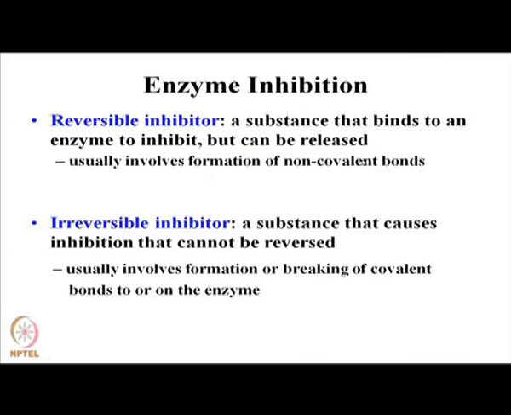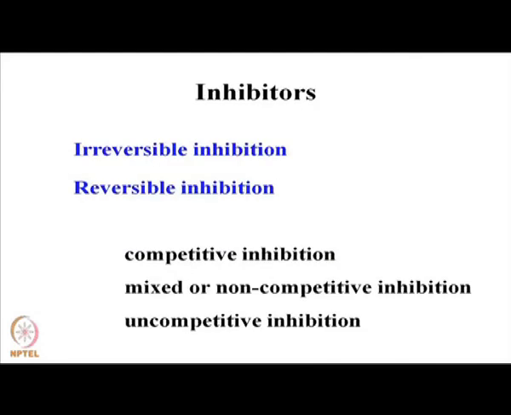Types of inhibition, whether it is reversible or irreversible, we talked about it. Reversible inhibition means it is a non-covalent bond formation, and irreversible inhibition means it is basically a formation of covalent bonds, or rearrangement of a number of covalent bonds within the enzyme, or maybe in the enzyme substrate or enzyme inhibitor complex. Now, competitive inhibition, non-competitive inhibition and uncompetitive inhibition we have talked about.